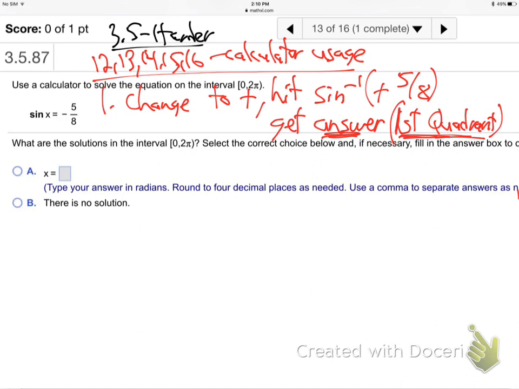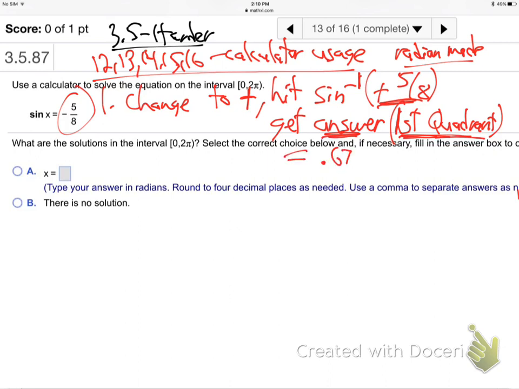The first thing you need to do is, see how they gave me negative 5/8 here? I'm going to change it to positive 5/8, hit inverse sine on my calculator and get the answer. Let me actually get it. Make sure you're in radian mode. So I'm in radian mode, I'm going to hit inverse sine of positive 5/8.